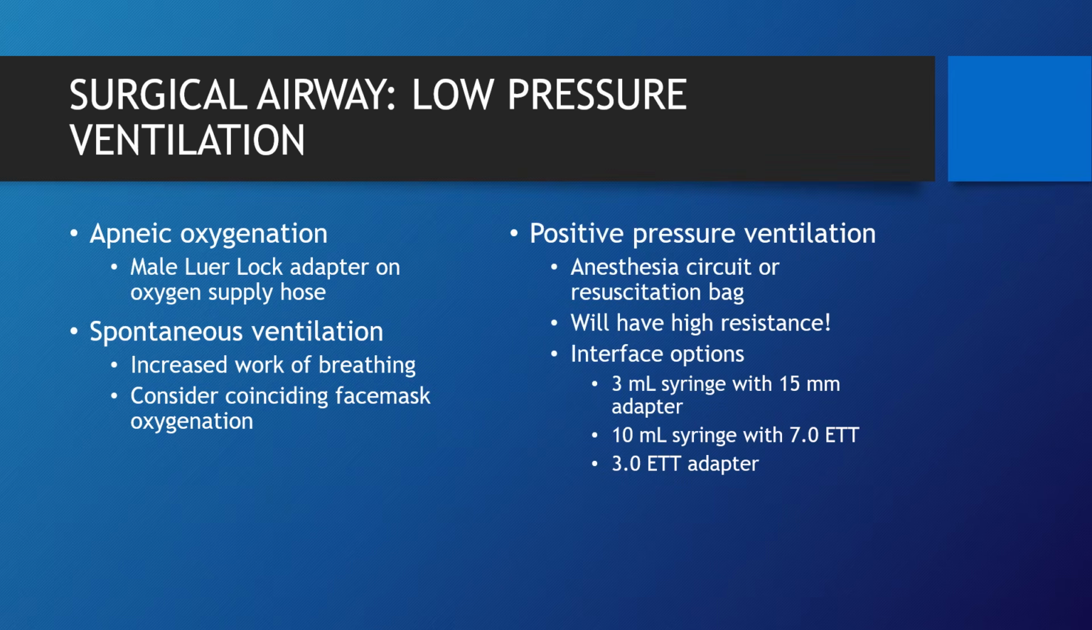And then finally, you can use positive pressure ventilation. You can do this with either the anesthesia circuit or a resuscitation bag, keeping in mind that you will have high resistance, so you must squeeze the bag vigorously. Some of the interface options to do so, you can use either a 3 milliliter syringe with a normal 50 millimeter ET tube adapter. You can use a 10 milliliter syringe with a 7.0 ET tube, or you could just use the adapter on a pediatric size ET tube like a 3.0 ET tube.